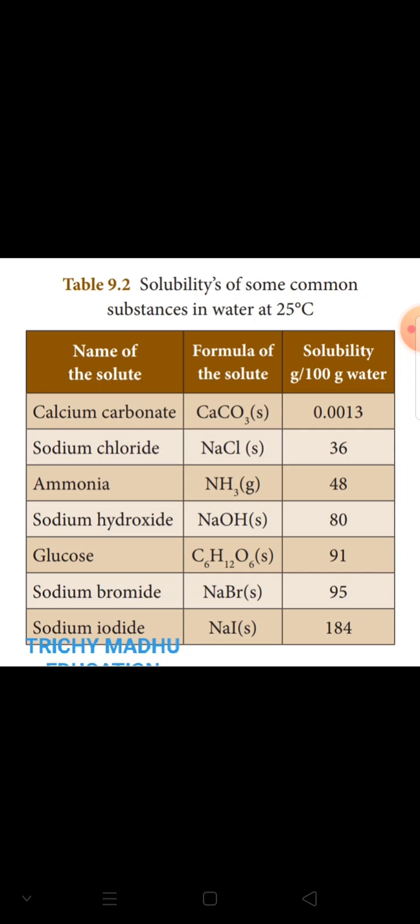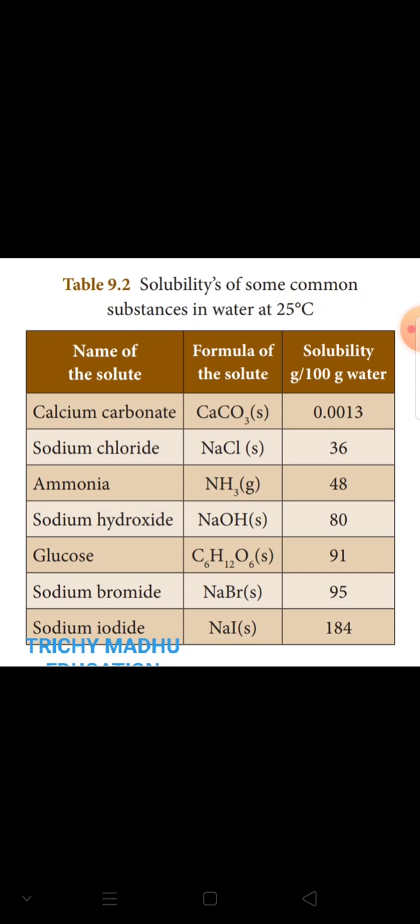Sodium chloride, NaCl, 36 grams per 100 grams of water. Ammonia, NH3(g), 48 grams per 100 grams of water. Sodium hydroxide, NaOH, 80 grams per 100 grams of water. Glucose, C6H12O6, 91 grams per 100 grams of water.